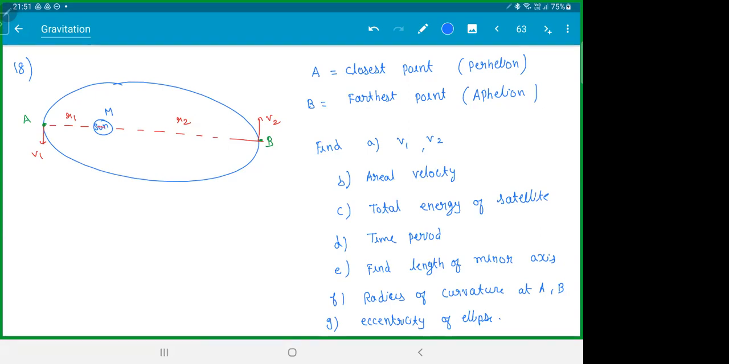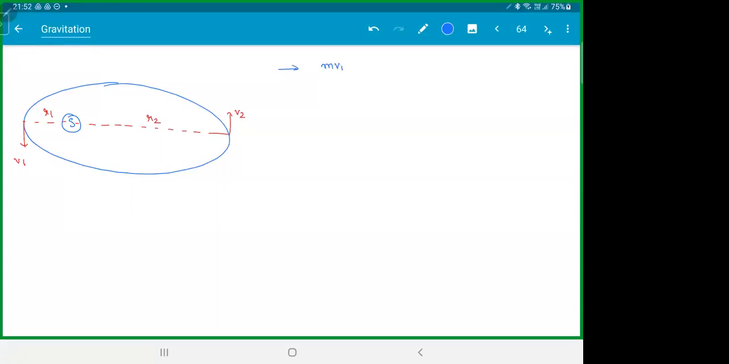See, first thing, like I said last time, the only thing you can do for an ellipse is conservation of energy and angular momentum. So V1, R1, V2, R2. Angular momentum conservation: M V1 R1 is equal to M V2 R2. So V1 R1 is equal to V2 R2. This is the first equation.